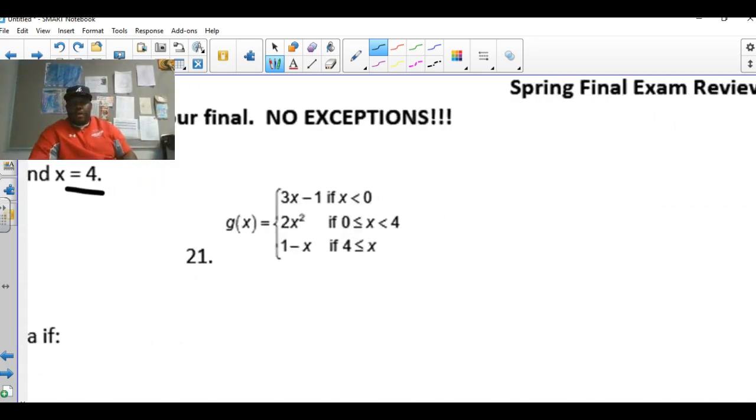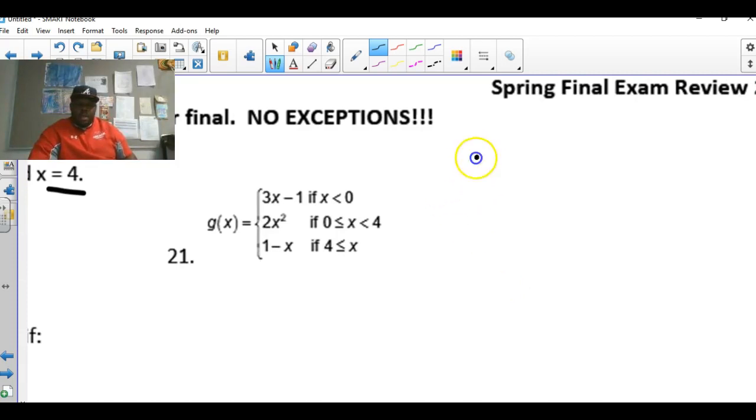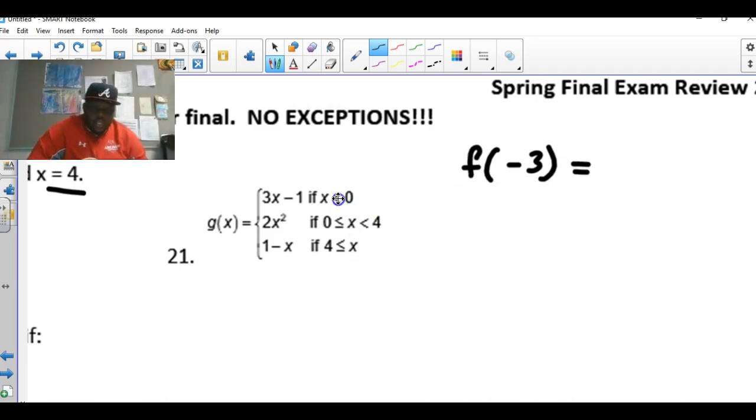Now, over here, we're going to do the same thing. We have f of -3. Look and see which condition this x value fits into. Is x less than 0? Is x between 0 and 4? Is it greater than 0 but less than 4? Or is -3 greater than 4? Well, -3 is less than 0. So we're going to use this expression, guys, right here.